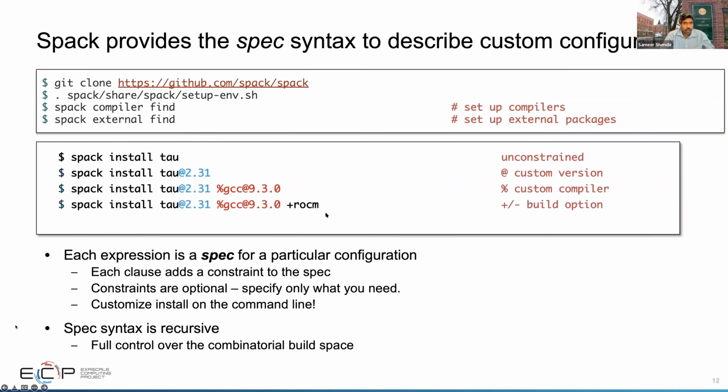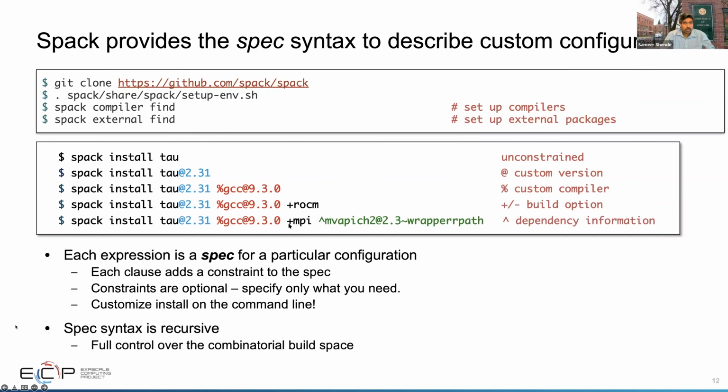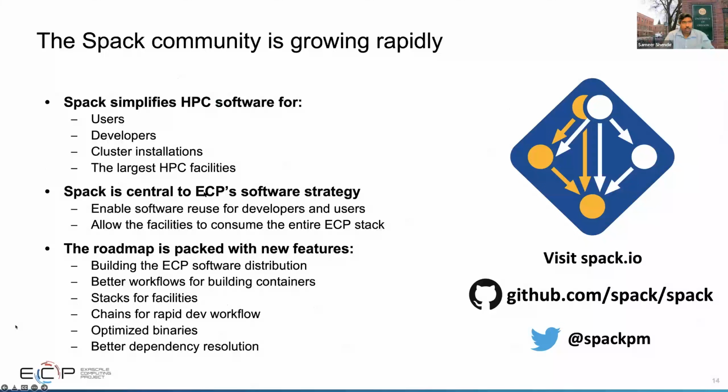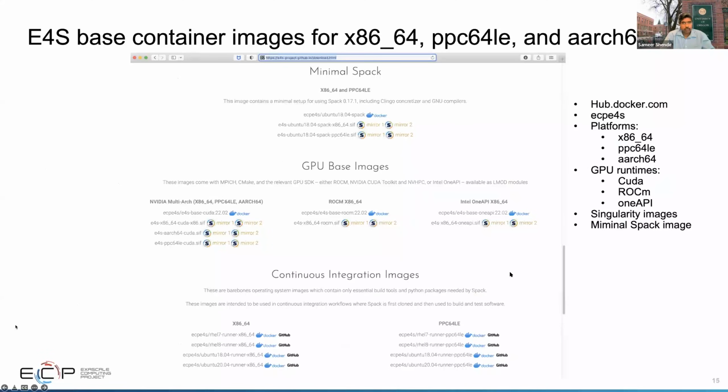You can specify build options like +rocm, you can say +mpi, and even specify to use MVAPICH2, which provides MPI version 2.3, with ~wrapper-rpath. Tilde wrapper-rpath, or without this argument, is critical in replacing the MPI with an external MPI. And then you can see which packages are installed, and visit the spack.io webpage to learn more about it. I'm sure many of you may have already used it.